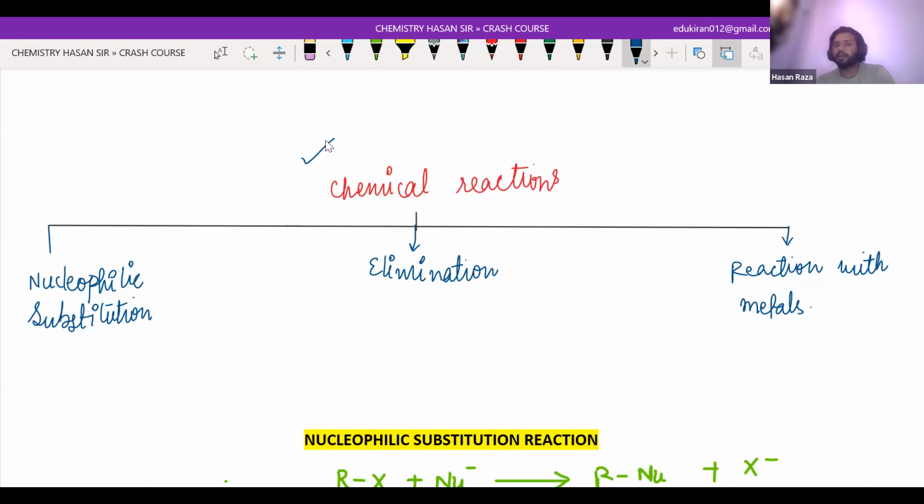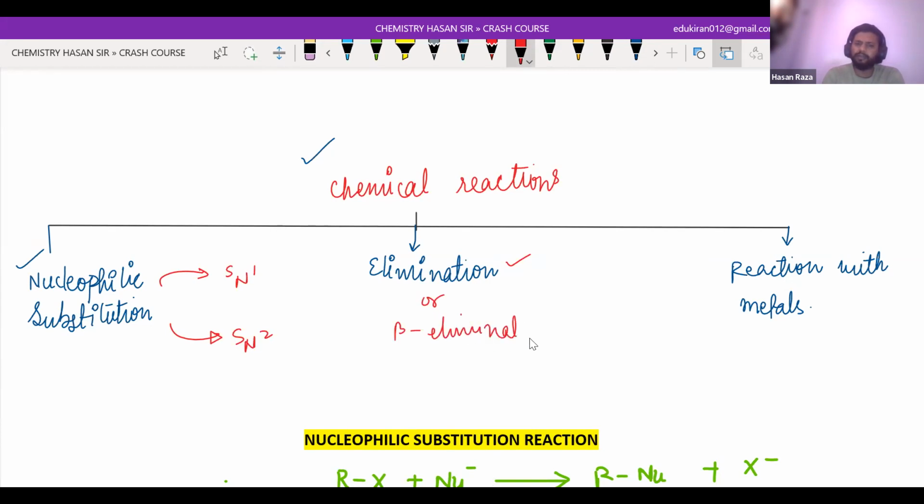Now this is your chemical reactions. Chemical reactions in this chapter are of 3 types: nucleophilic substitution reactions, which are of 2 types, SN1 and SN2, which we will discuss. Then elimination reactions, also known as beta elimination reactions. And then reactions with metals, in which we will talk about the Wurtz reaction, the Wurtz-Fittig reaction, and also reaction with Grignard.